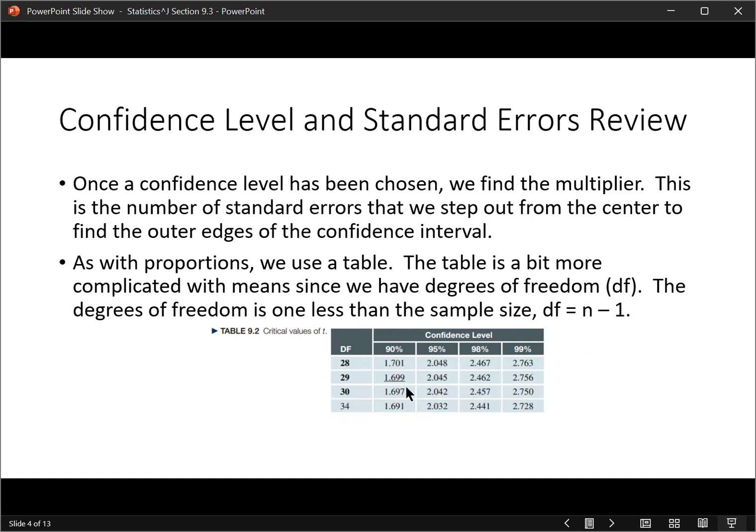Okay, so this is a portion of a table. I don't want you to think this is the whole table. You'll notice that degrees of freedom go from 28 to 34. You could have degrees of freedom that are less than 28, that are greater than 34. This is just a snippet from a table.